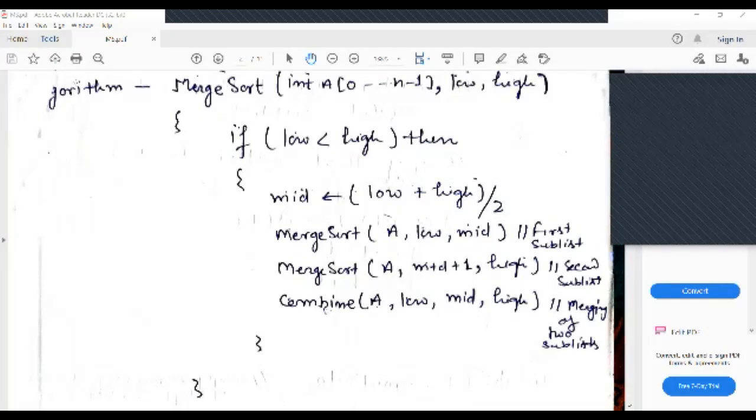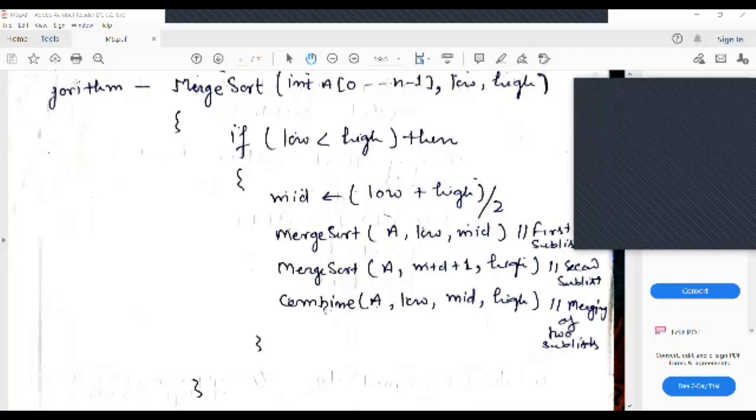Okay, just see this. You are calling merge sort recursively for what? For the first half, that is A, low, mid, and again for A, mid plus 1, and high. Here A means the array you are passing, and every time you will pass the array. Low is the first index, mid is the index you have just found, and mid plus 1 is the next element after mid.